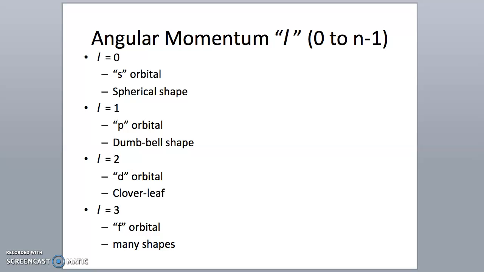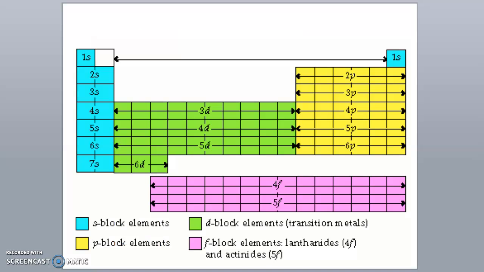We will again use the periodic table to assist with this. The light blue colored elements are called s block. l equals 0 for the outermost electron of any of these elements, and the shape of that orbital is spherical. The p block, or l equals 1, are in yellow. The d block, or l equals 2, are in green, and the f block, or l equals 3, are in pink. Let's practice what we've learned so far.